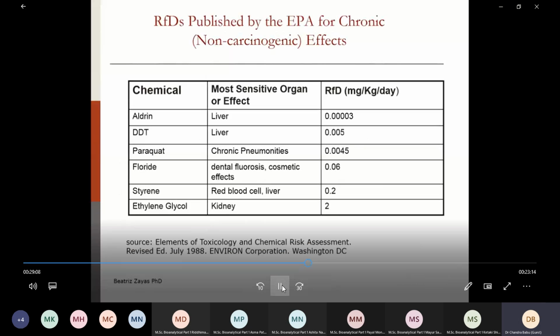Here is a comparison of how to apply the reference dose concept. Here we have aldrin and DDT, both with liver damage. However, if you compare at the end of the table, you will see that ethylene glycol, with 2 milligram, has a reference dose that is pretty much the same, while for aldrin and DDT it is much, much lower. That clearly is an indication of the toxicity and how potent a substance could be in comparison to another.